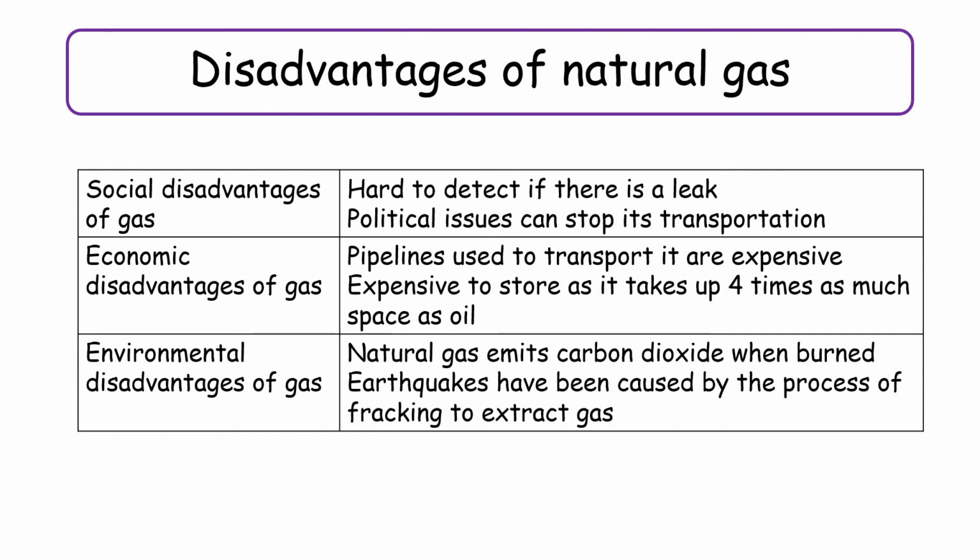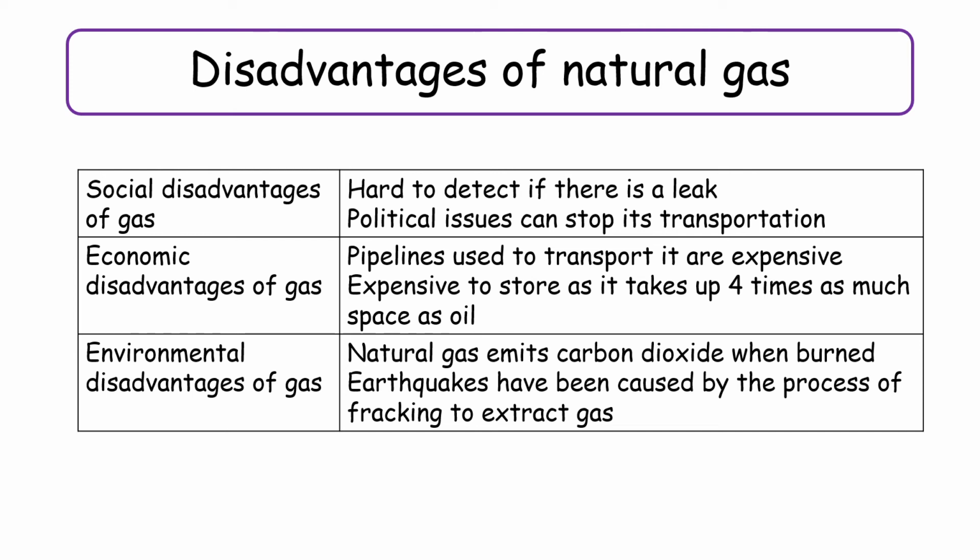Now, I think I mentioned this a couple of videos ago, when Russia had a dispute with Ukraine. They stopped the gas supplies being transported through Ukraine, so a lot of Europe had, as a result, a shortage of gas. So there can be disadvantages in that sense. Political issues can stop its transportation.